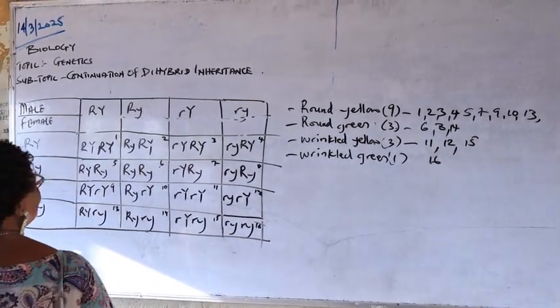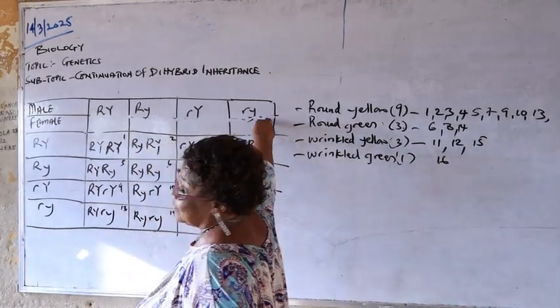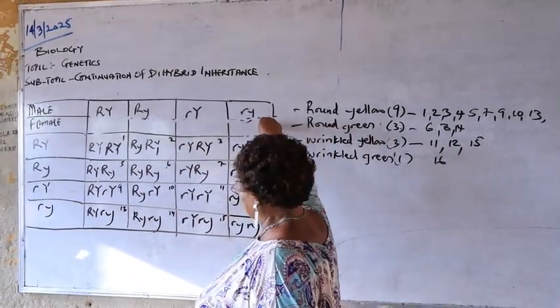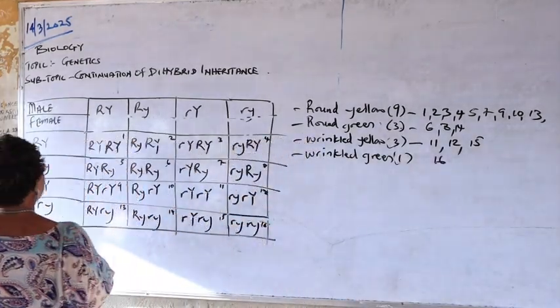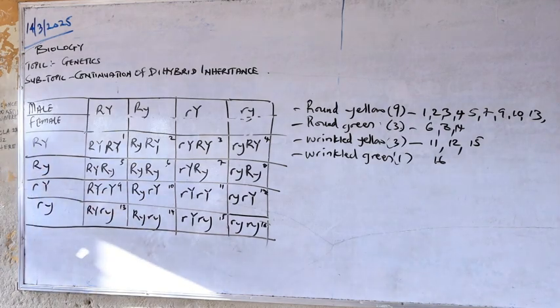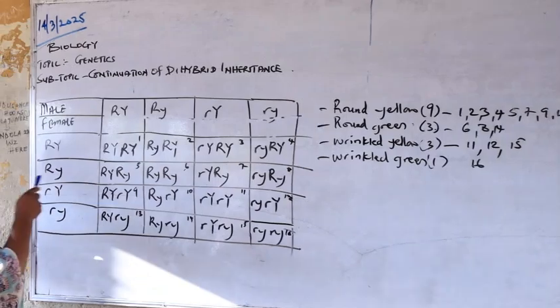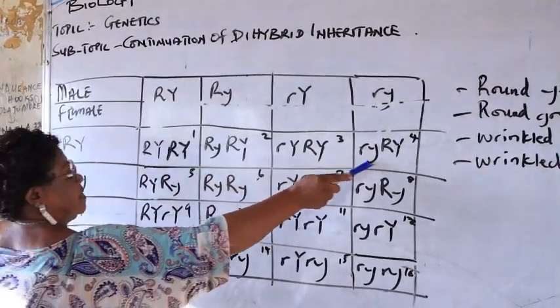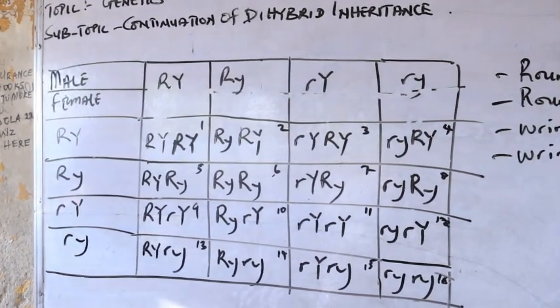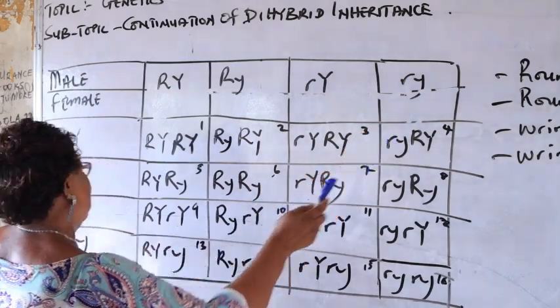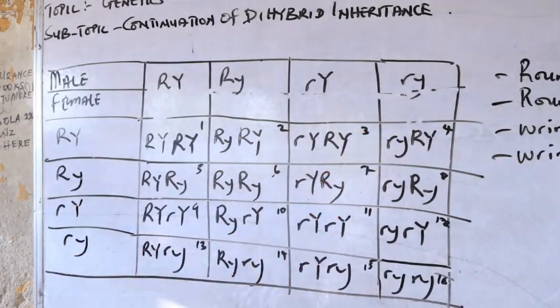Okay, let's take it from the start. What is this? Wrinkled green. What is this? Okay, this and this will give us what? Wrinkled round yellow. Yeah. This and this will give us what? Round. What do we have here?